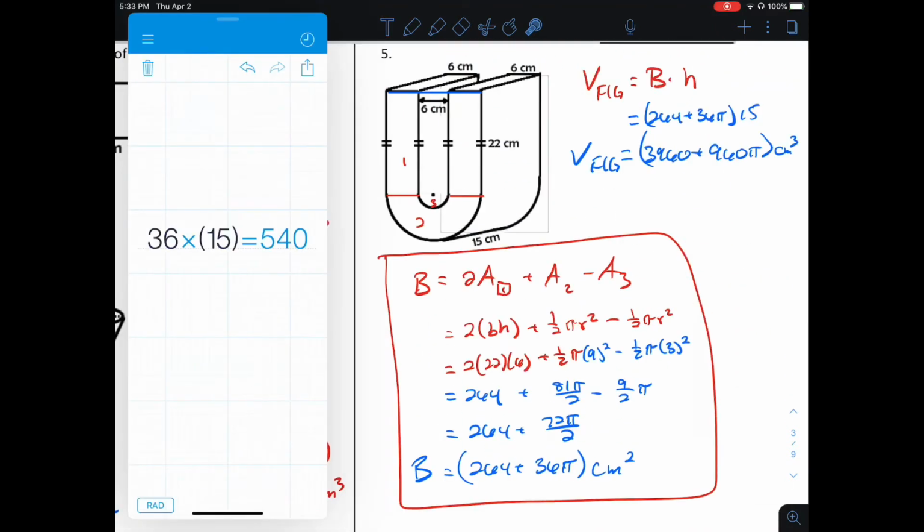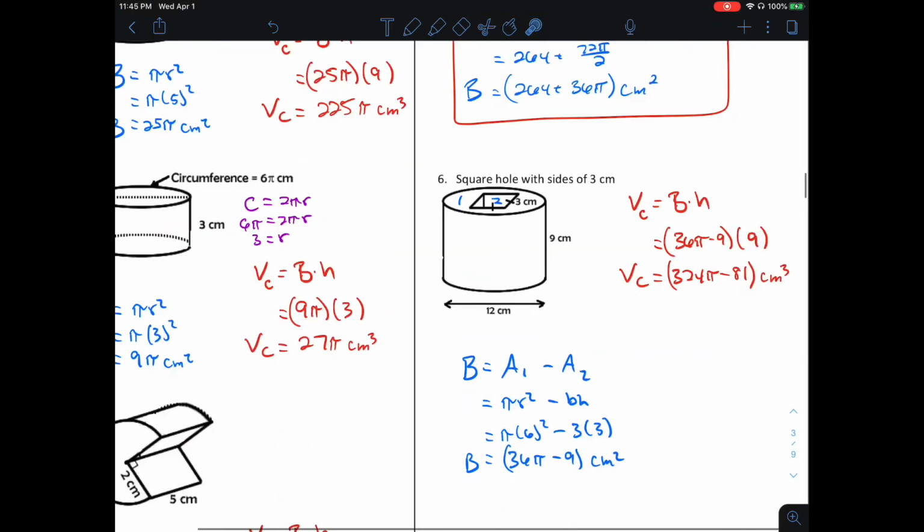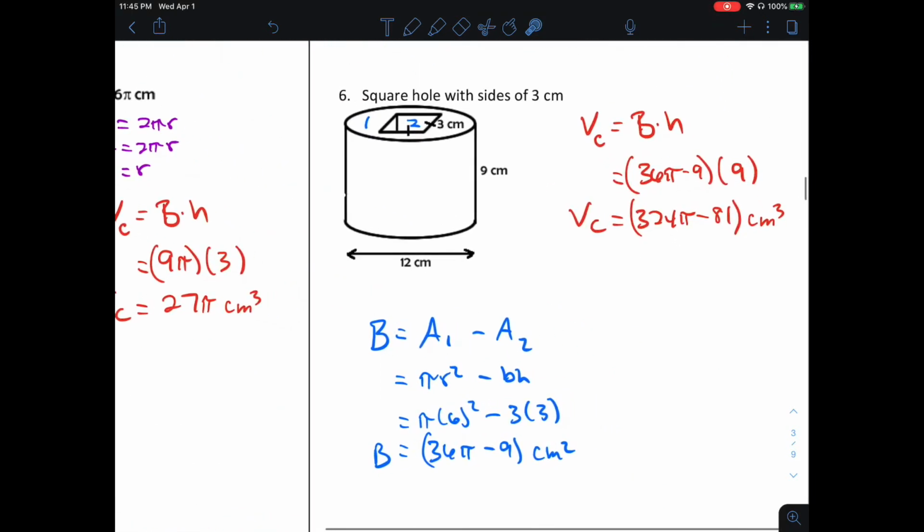I just realized I made a mistake on this problem. A student had sent me an email. 36 times 15 is clearly 540, and I had written that it was 960. And I apologize.